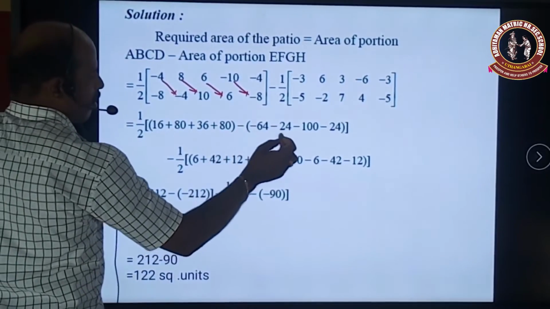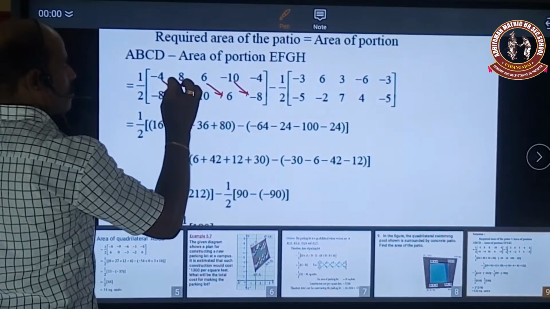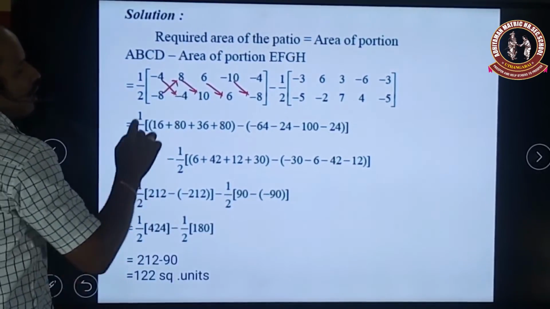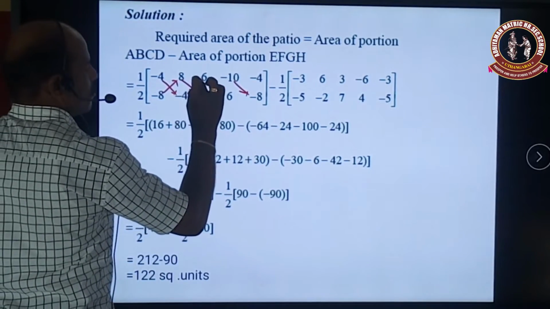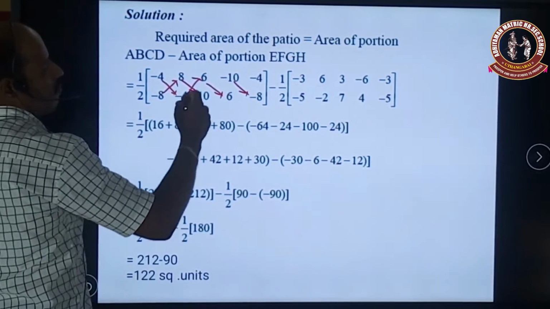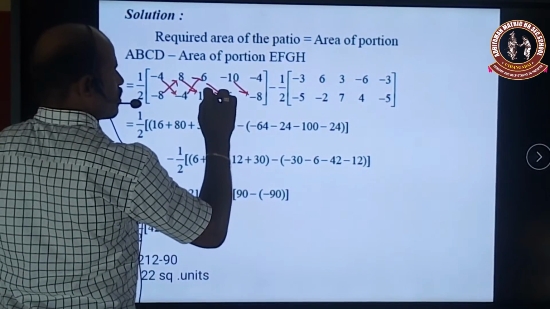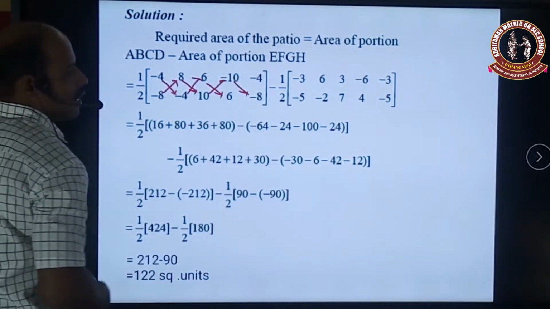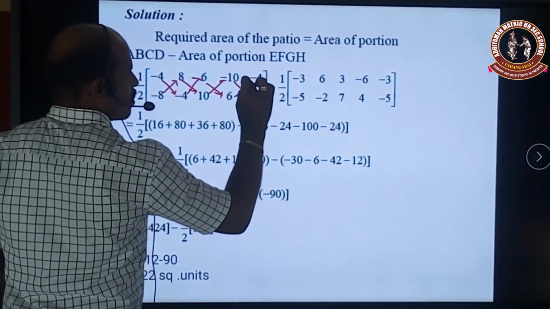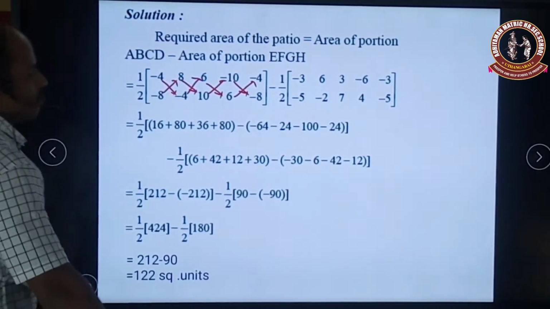Next, minus of down arrow, minus into plus, minus 8 into 8, 64, minus 64. Next, minus into plus, minus 4 into 6, 24. Next, minus plus 10 into minus 10, minus into plus, minus 10 into 10, 100. Next, 6 into minus 4 equal to minus 24.